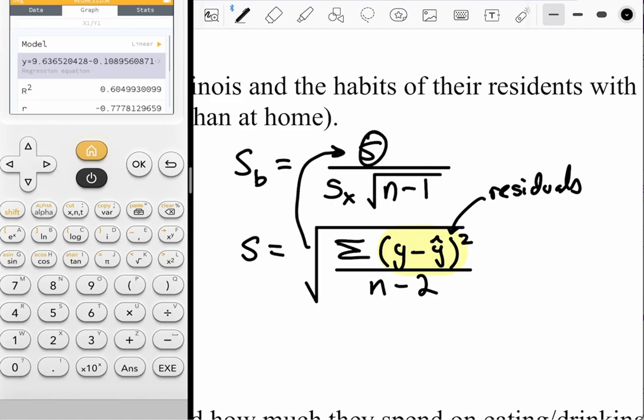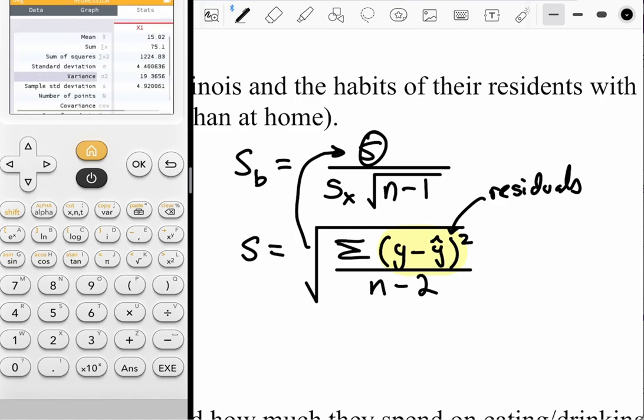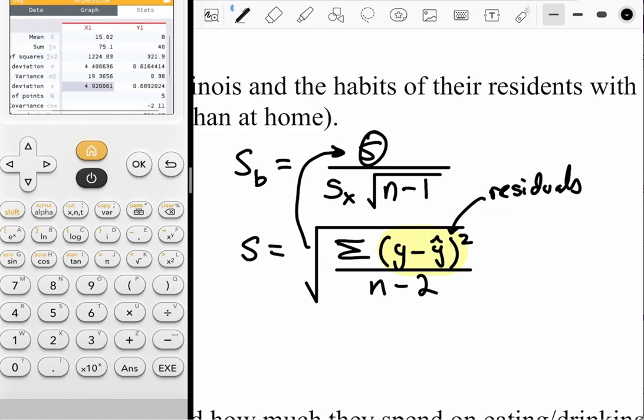Sx, we actually already had that. That's the standard deviation for the x variable. If I go back to my stats, the sample standard deviation for the x variable was 4.92 and change. So you have that information.